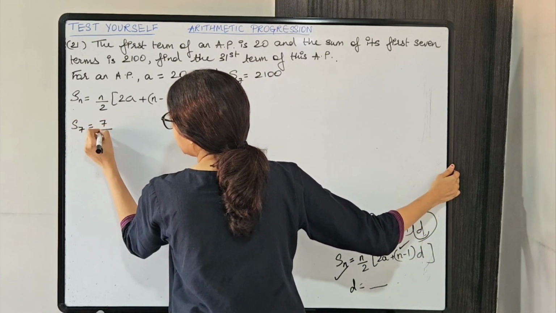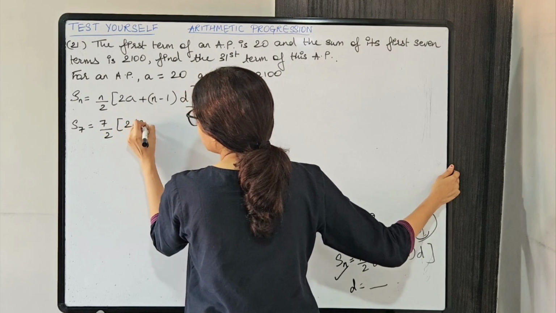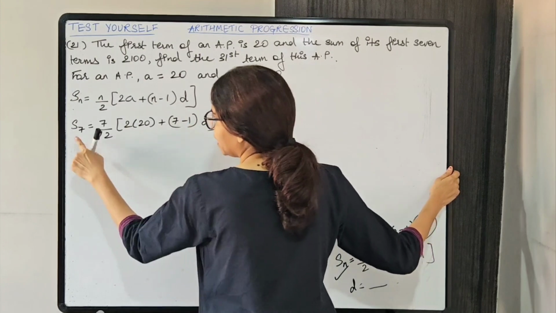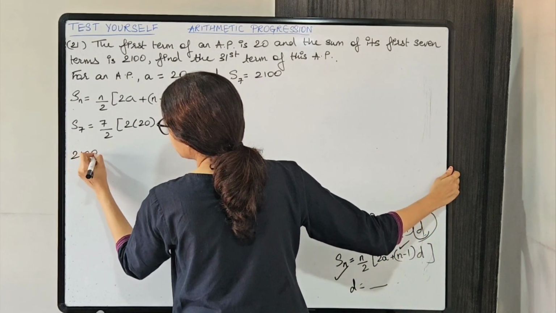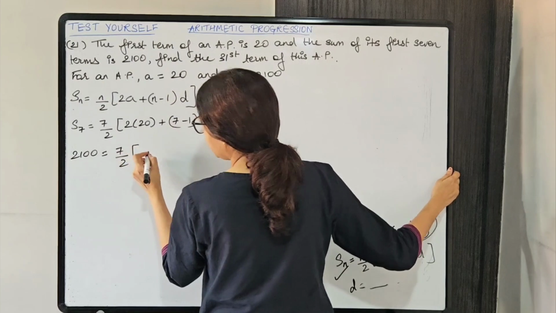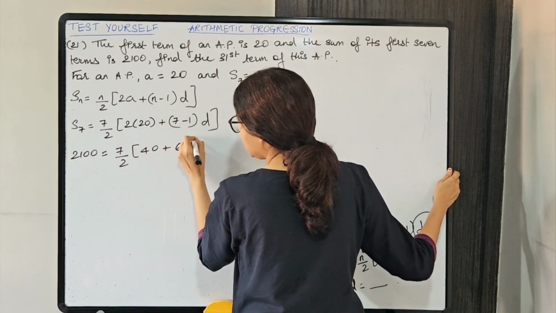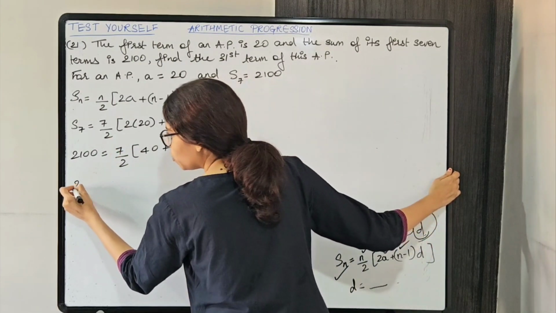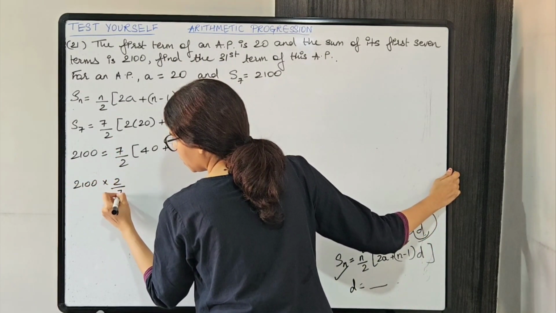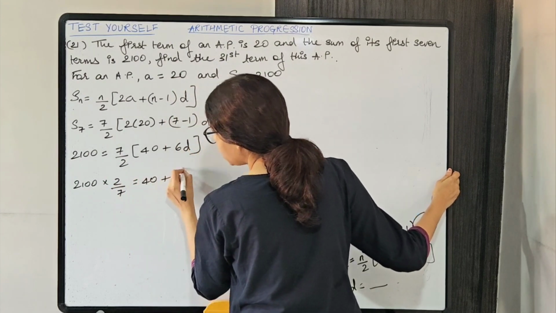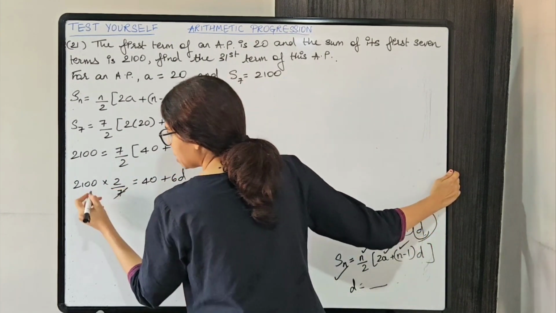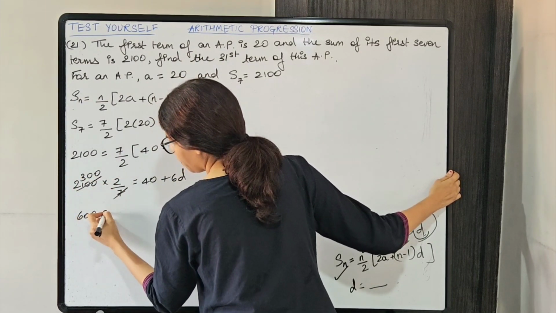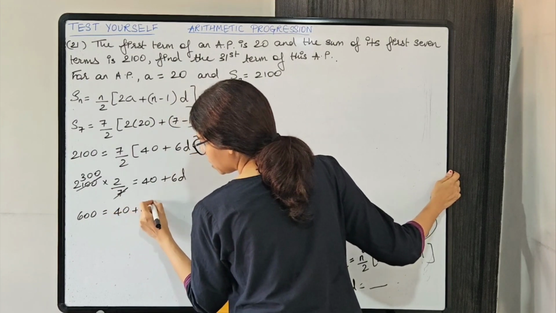S7 is 7 by 2 into 2 into A is 20 plus 7 minus 1 into D. S7 is 2100, so 2100 is equal to 7 by 2 into 40 plus 6D. 7 by 2 को शिफ्ट करते हैं तो it will become 2 by 7, रेसिप्रोकल हो जाएगा. And here opening the brackets. 7 3s are 21 and 0 0. 300 into 2, 600 is equal to 40 plus 6D.